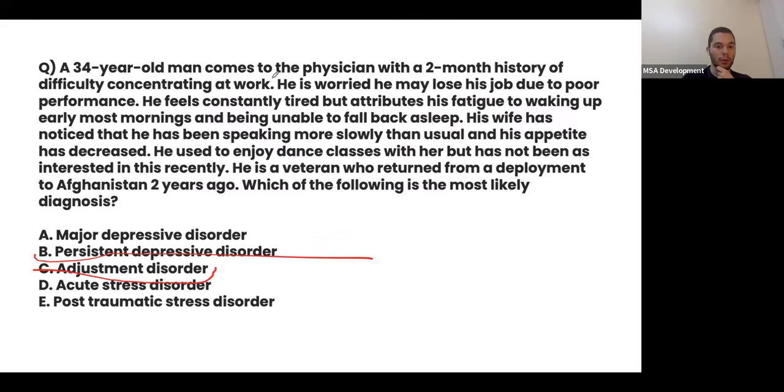Oh, if it's a 2-month history, you're more thinking about, by the way, adjustment disorder. Because if it's not 6 months, this is the criteria: if it's more than 6 months, then it is major depressive disorder. If it's less than 6 months, you're thinking about adjustment disorder. I'll check this question and come back to you. Right.